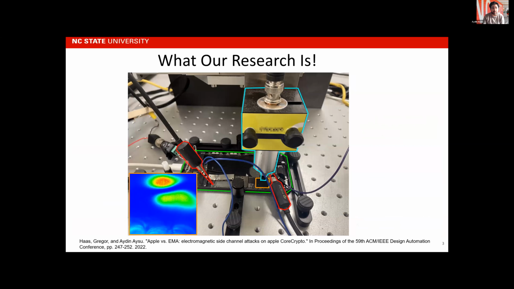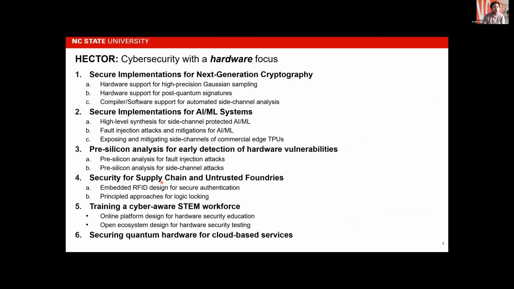And here is another example, the same example zoomed in, where we first look at the high activity regions by scanning the chip with a highly capable electromagnetic probe, and then use these signals to figure out the secret keys. More broadly, my work has 2 focus areas, which is really suitable for this panel. I work on hardware security for AI and AI for hardware security.